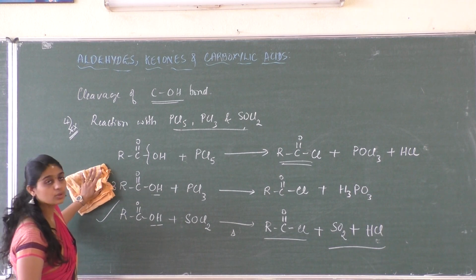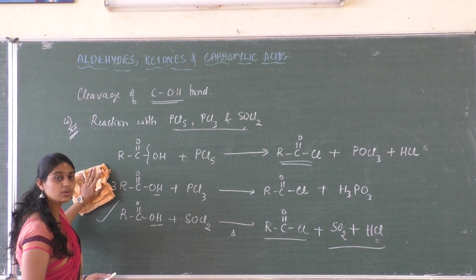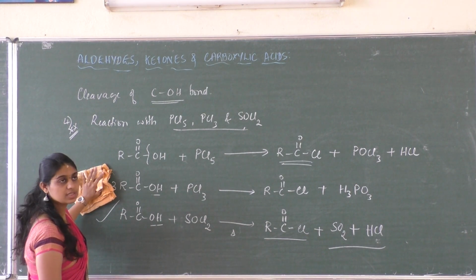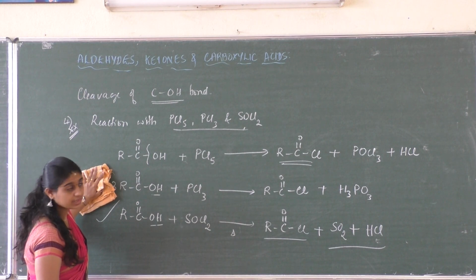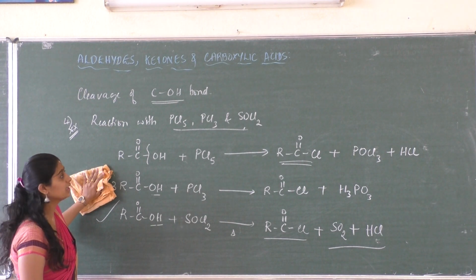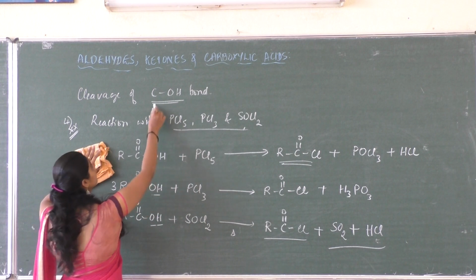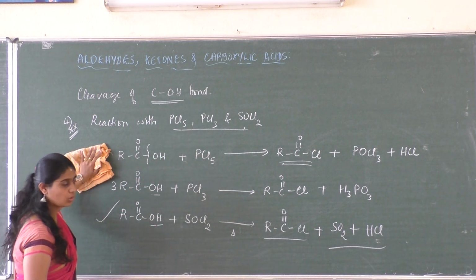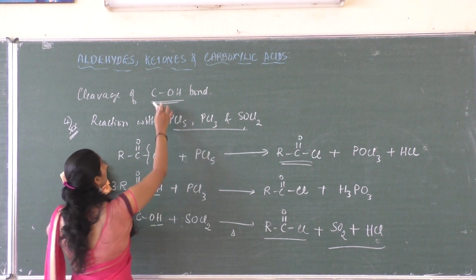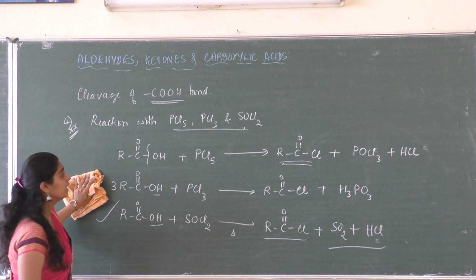So these are the four reactions. Till now we have seen the reaction with ammonia, reaction with PCl5, PCl3 and thionyl chloride, and then the formation of ester and the formation of acid anhydrides. So these are the four reactions which involve the cleavage of the carbon to oxygen bond. So next let us see the cleavage of the COOH group. So the whole COOH group gets cleaved.